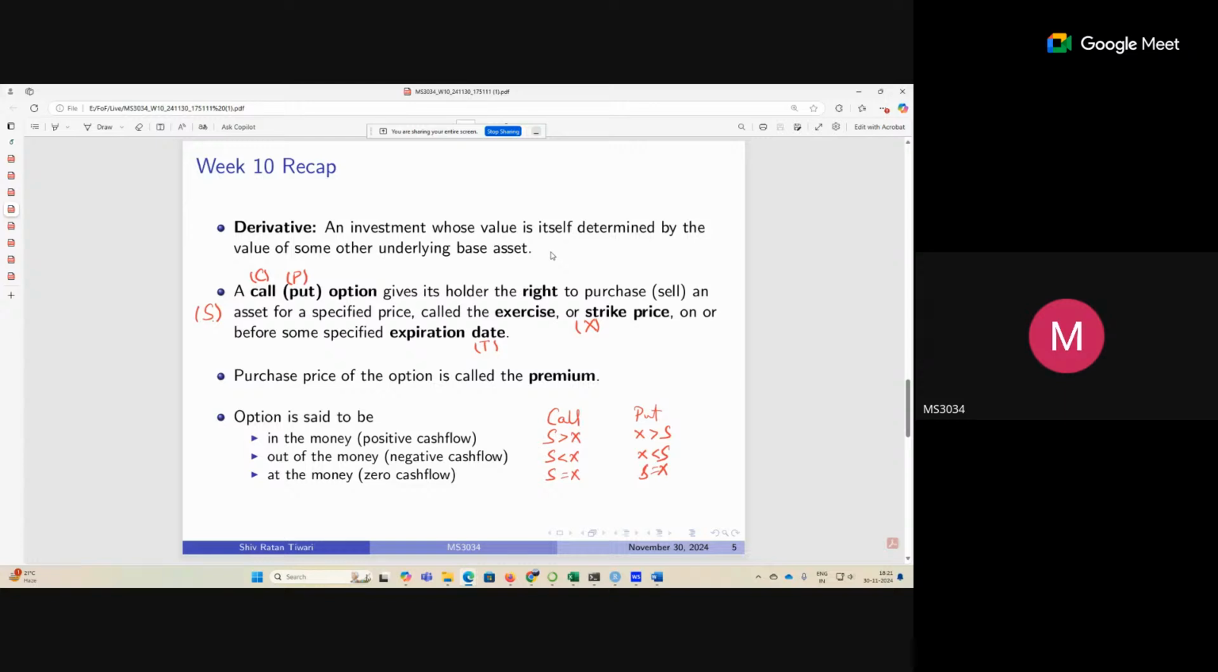Similarly, in the put option case, if the stock price is higher, then you have the option to sell that asset. In that case, your put option is out of the money because it gives you a negative cash flow: you have the right to sell at X, which is less than S, so you are incurring a loss. And when the stock price and the exercise price are the same, then the net cash flow in both call and put options is zero. That's why it is called at the money.